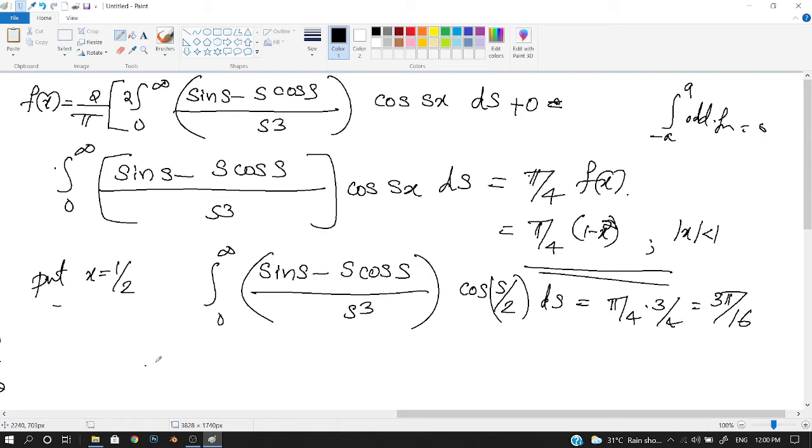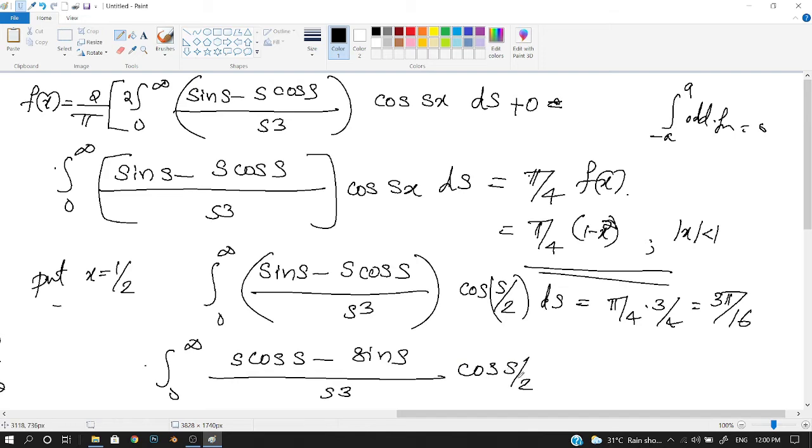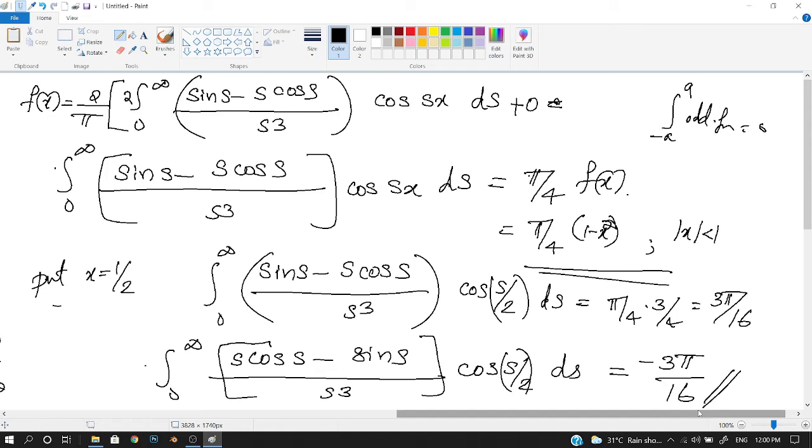Now that means the integral from 0 to infinity of (s cos s minus sin s) divided by s cube, into cos s by 2 ds, is equal to minus 3 pi divided by 16. Now in order to get the required integral in our question, you can put s equal to x. That will give you the final answer.